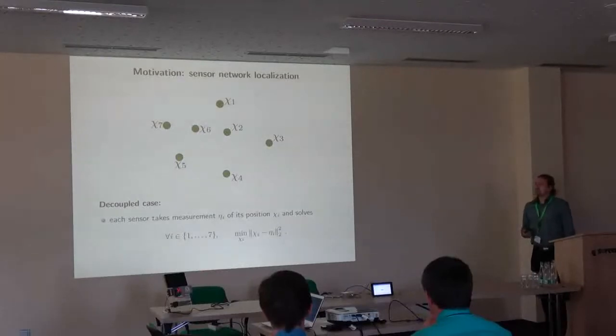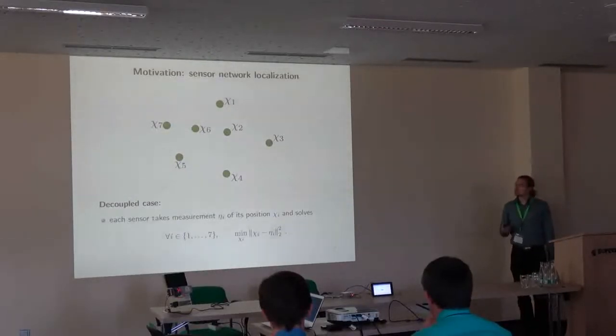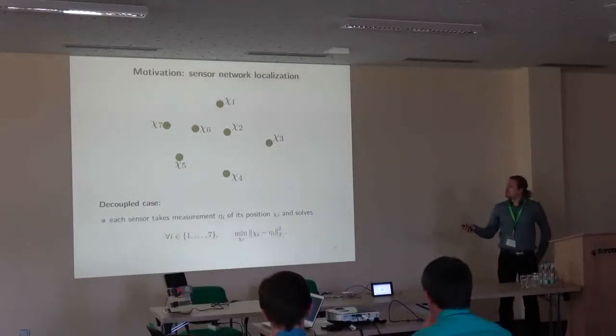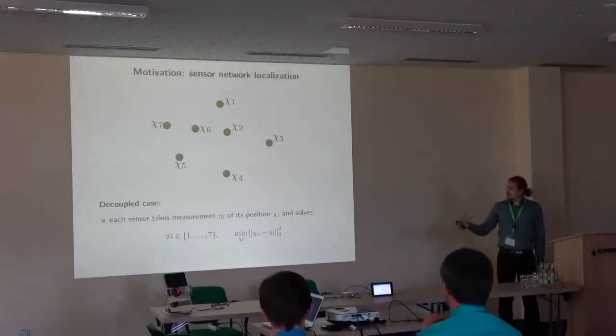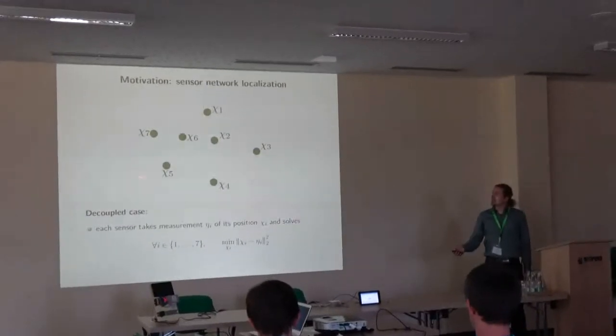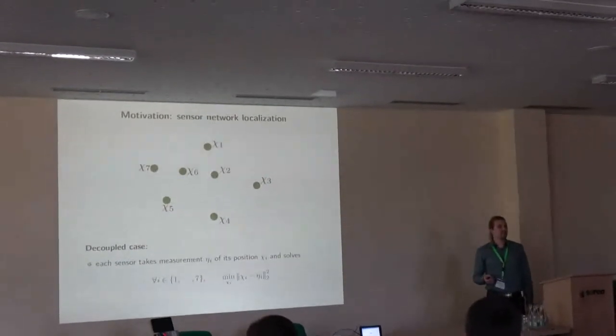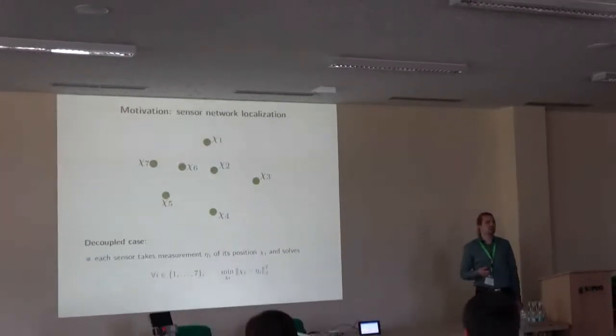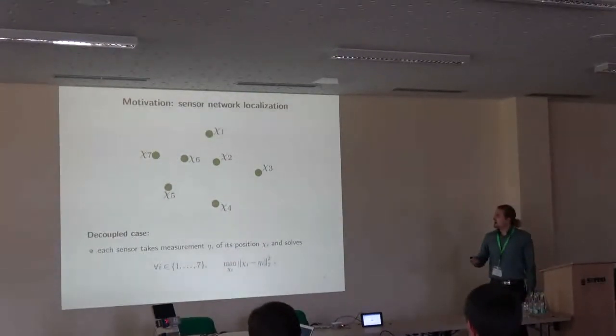So as a motivation, I brought today a sensor network. On this slide, we have 7 sensors which are placed here in 2D. The task here is to find out where these sensors are. The green dots are simply the sensors in 2D, and the positions are denoted by Xi1, Xi2, and so on until Xi7.